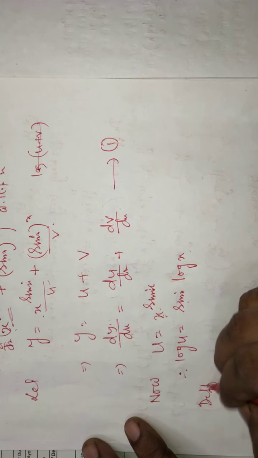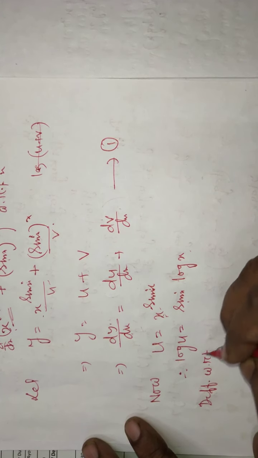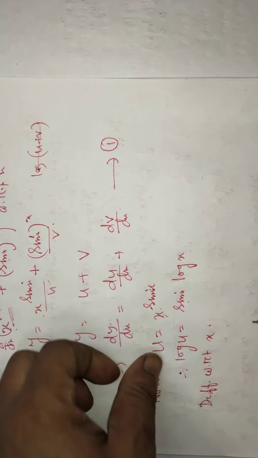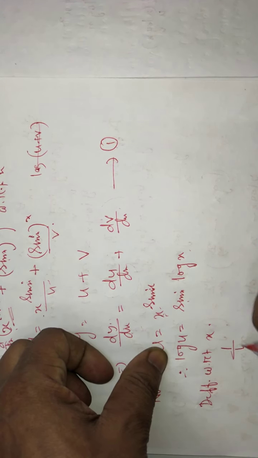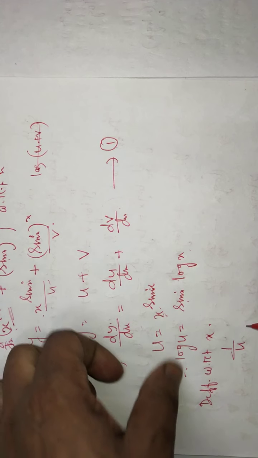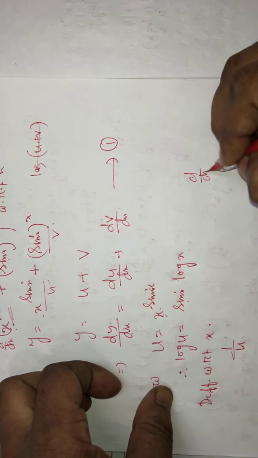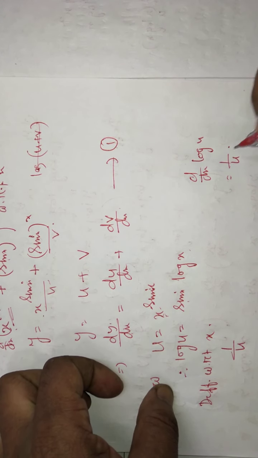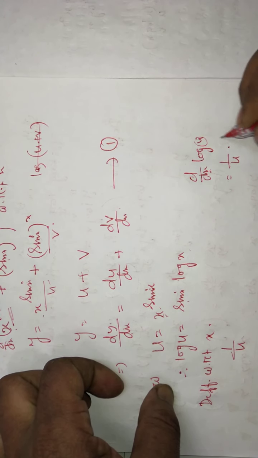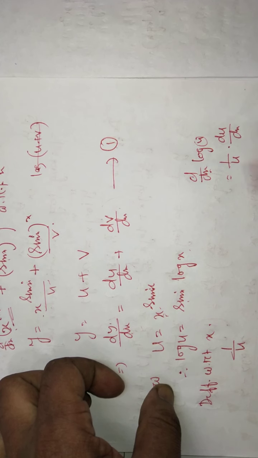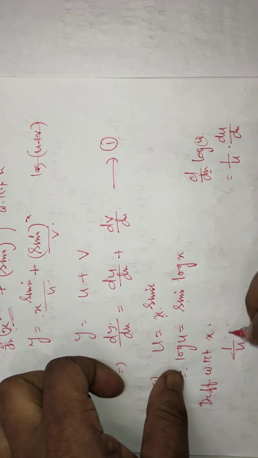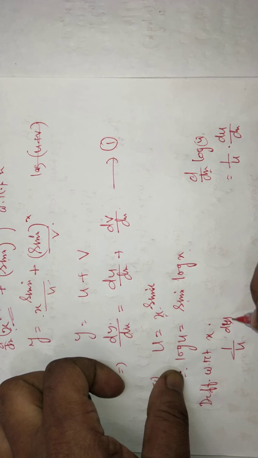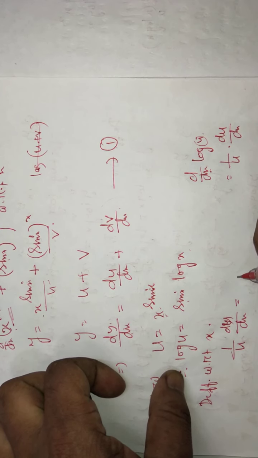Differentiating with respect to x. Log u, derivative of log u is equal to what? 1 by u. We are taking d/dx of log u. Okay, d/dx of log u is equal to what? 1 by u. Again u is other than x, so again you write du/dx, same way like log y. तो राइट हैंड साइड क्या होगा?